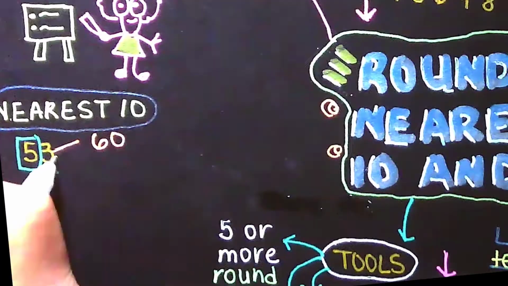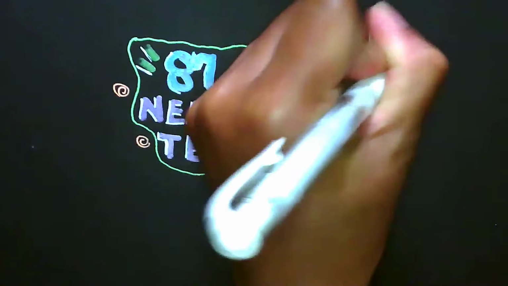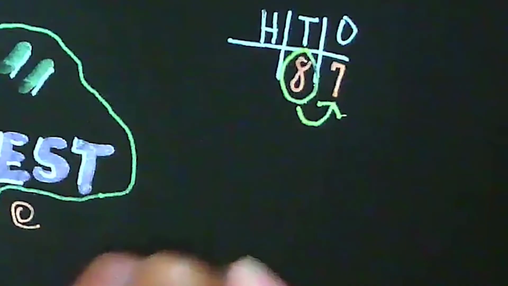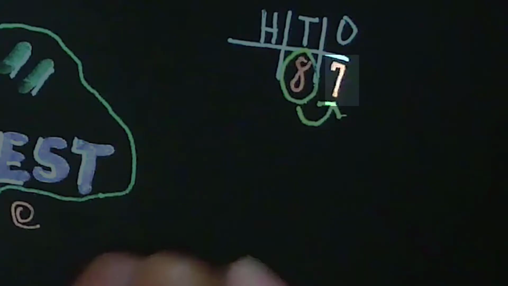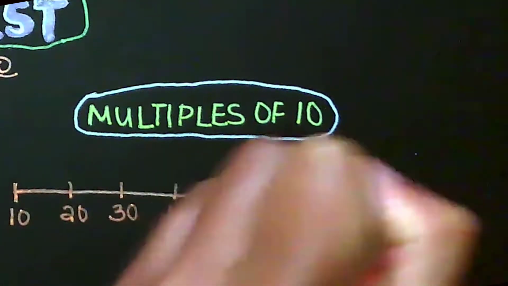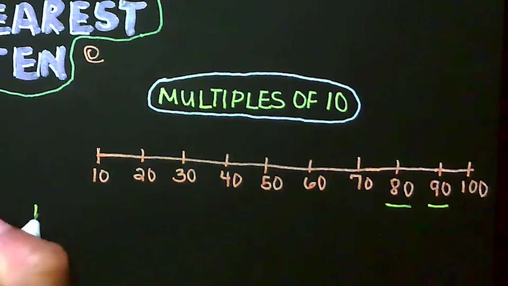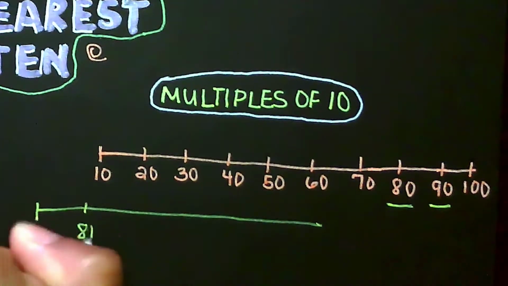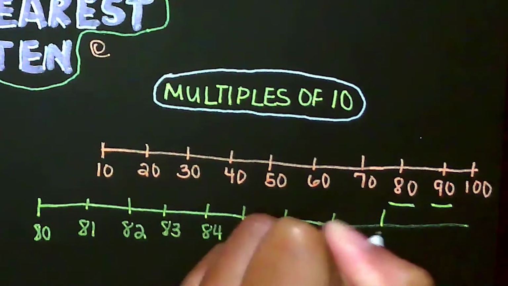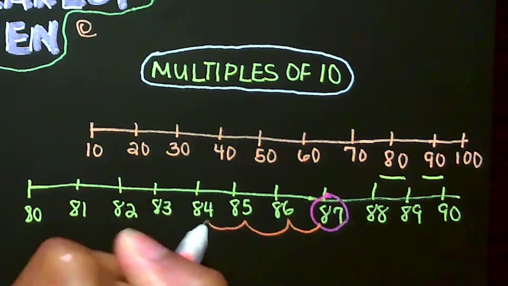Now let's try another number, 87 rounded to the nearest 10. First, I'm going to draw my place value chart and plug in the number 87. 8 is in the tens place, 7 is in the ones place. 7 is the number that I will look to find out whether I round 87 up or down. Then I'm going to draw multiples of 10, starting at 10, counting all the way up to 100. The number 87 is in between 80 and 90. Now I'm going to break this down a little bit further just to find out exactly how far 87 is from 80 and how far 87 is from 90.